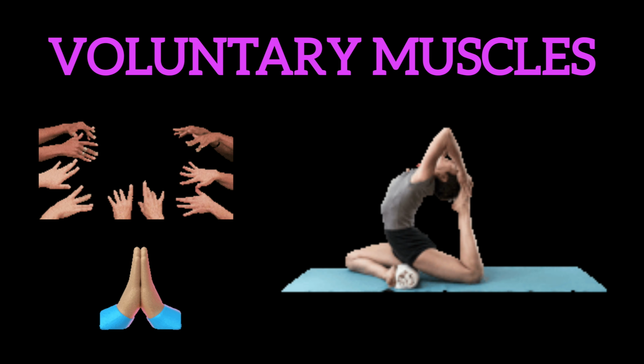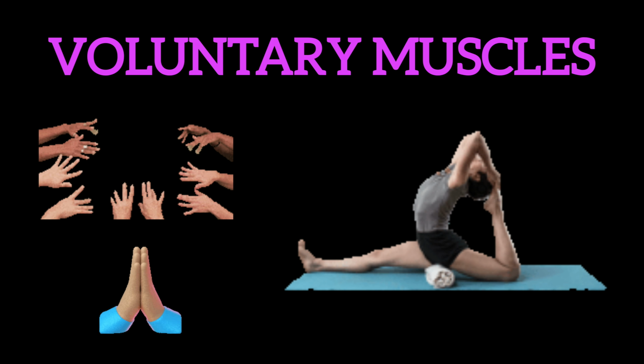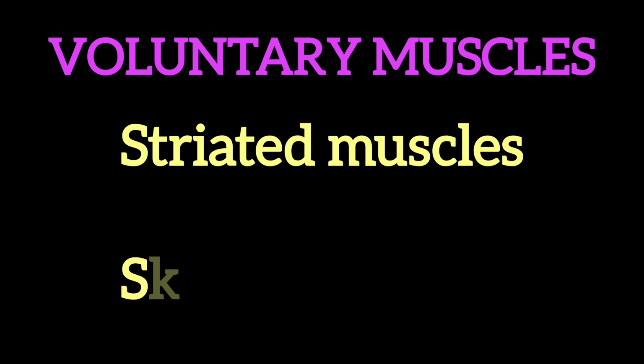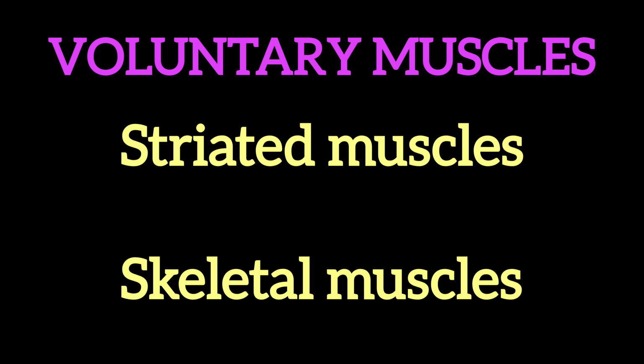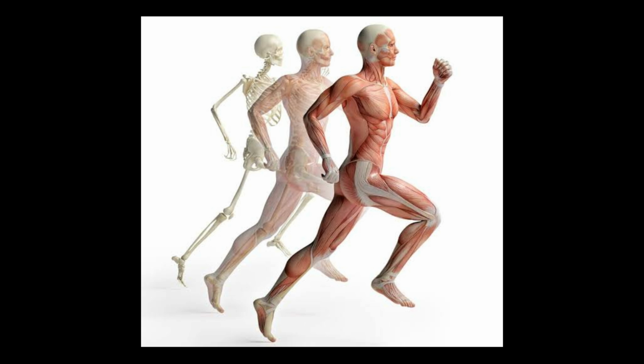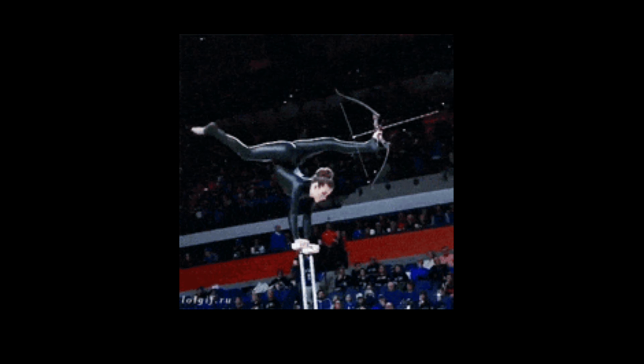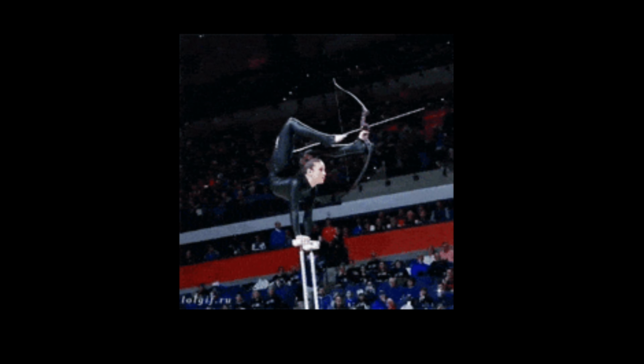What do you mean by voluntary muscles? The muscles which are under our control, which we can move according to our wish, are called voluntary muscles. Examples, muscles of our hands and legs. Voluntary muscles are also called striated muscles, skeletal muscles. Why are they called skeletal muscles? Because these muscles are attached to our bones and help in movement. Hence they are called skeletal muscles.